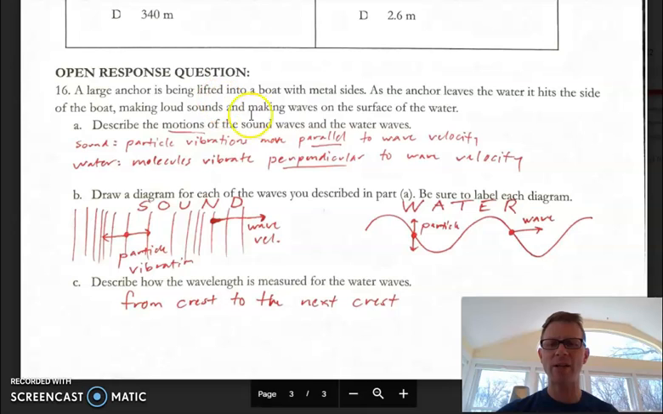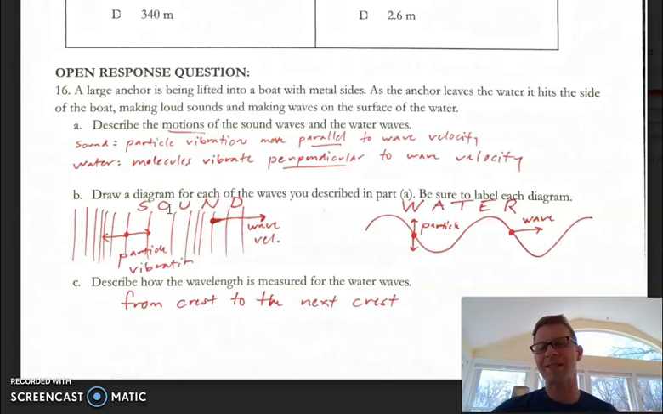If the anchor is banging on the sides, here's what they're getting at in this MCAS question. The water and the sound waves, they're both mechanical waves, but one of them is longitudinal and one of them is transverse. That's just what they're getting at. I mean, I'm helping you with this. So if you can see, the sound particles are vibrating, and their vibration is parallel to the way the wave is actually traveling through space.